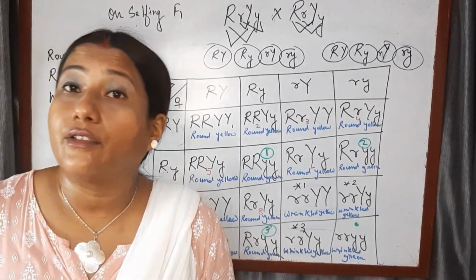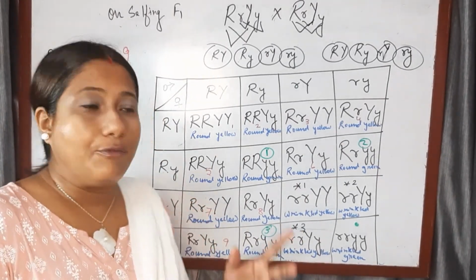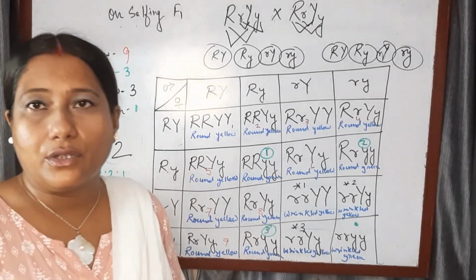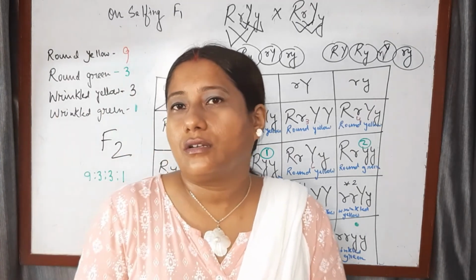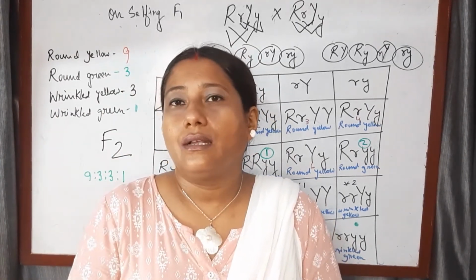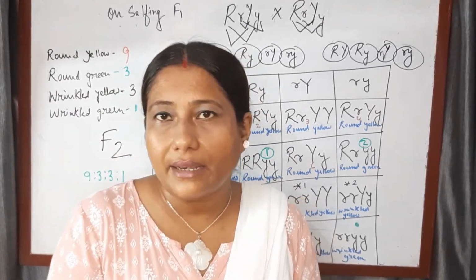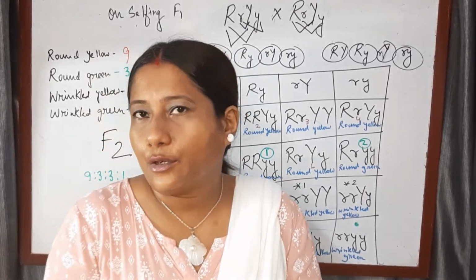So the ratio is 9 is to 3 is to 3 is to 1 in the F2, or the second filial generation. So this is a dihybrid cross. Hope you have got the idea of how to cross two pairs of contrasting traits simultaneously to get a dihybrid cross.